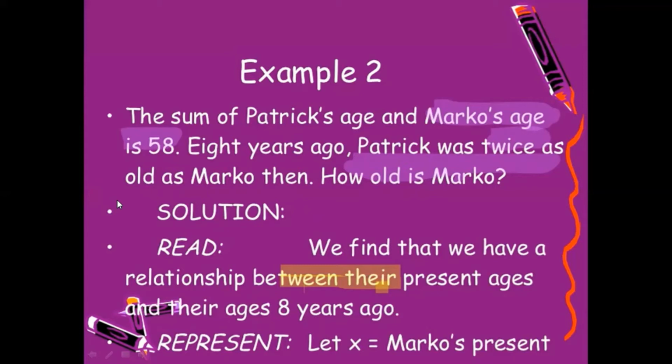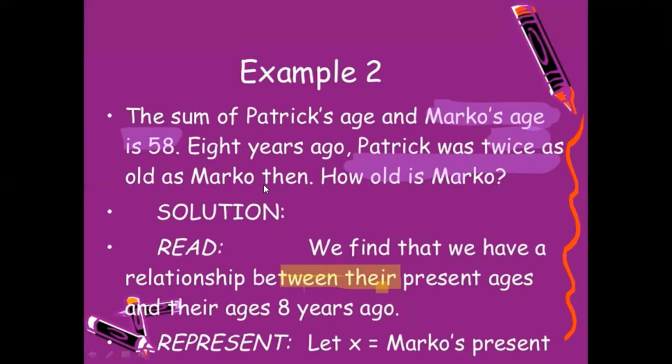Let X mark the present age, because the sum of Patrick's age and Marco's age is 58. 8 years ago, Patrick was twice as old as Marco. So we'll have to suppose the younger person's age equals the unknown variable. In this problem, who is the younger one? Patrick or Marco? Marco. So it's a very important and key step to the solution.